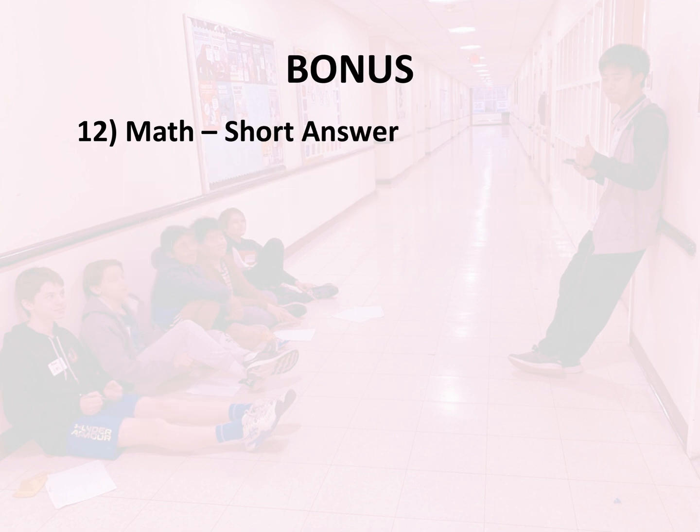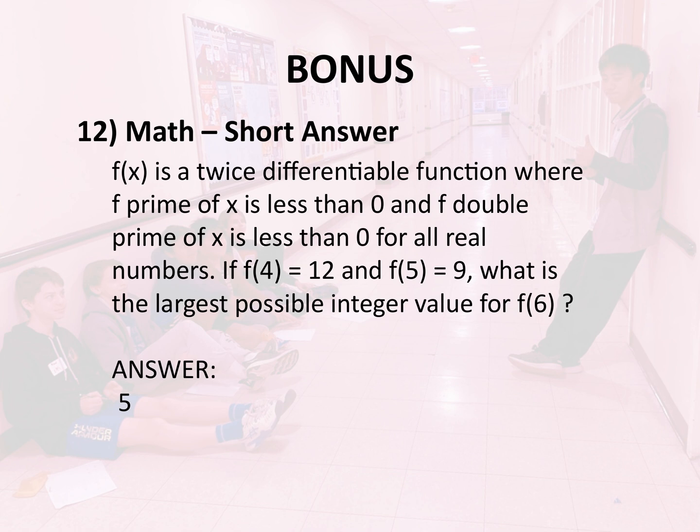Bonus, 12. Math, short answer. f(x) is a twice differentiable function where f'(x) is less than 0 and f''(x) is less than 0 for all real numbers. If f(4) equals 12 and f(5) equals 9, what is the largest possible integer value for f(6)? Answer, 5.